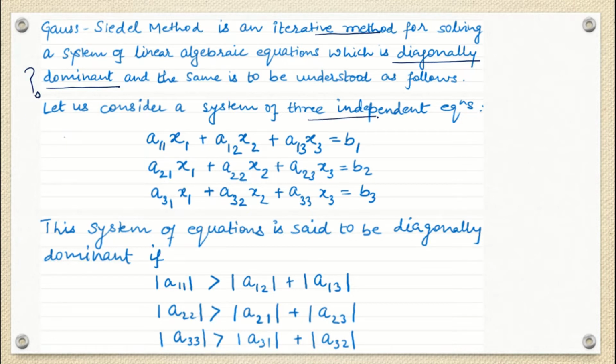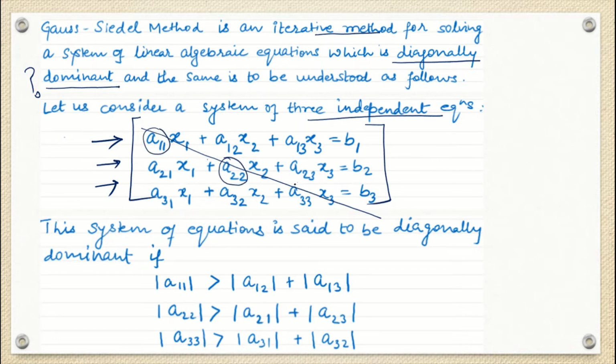Here we have three independent equations. Suppose this is the system given to me, and I have to check whether this is a diagonally dominant system or not. For that, we are going to analyze the elements which are present on the diagonal of this system. Since there are three rows, we have three elements present on the diagonal. A11, A22, A33 are called diagonal elements.